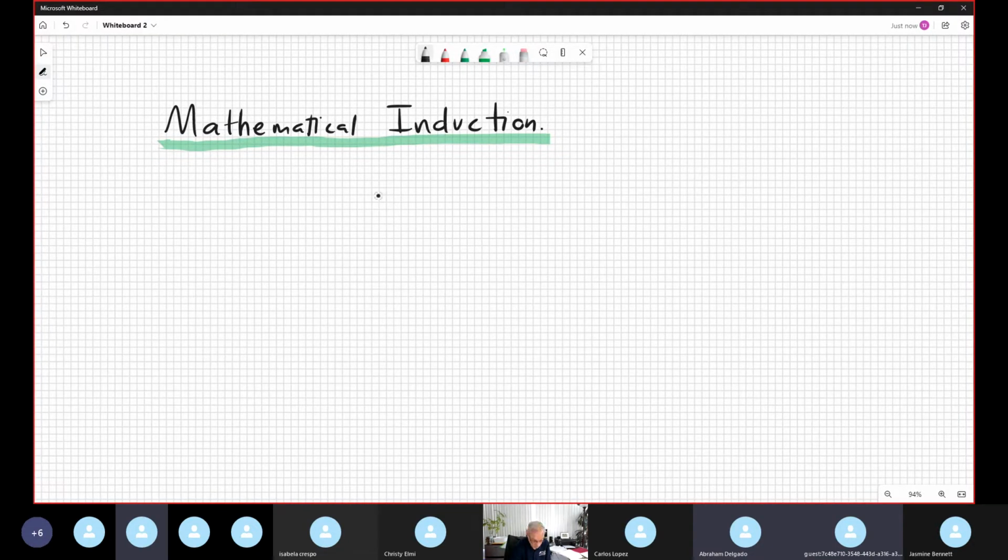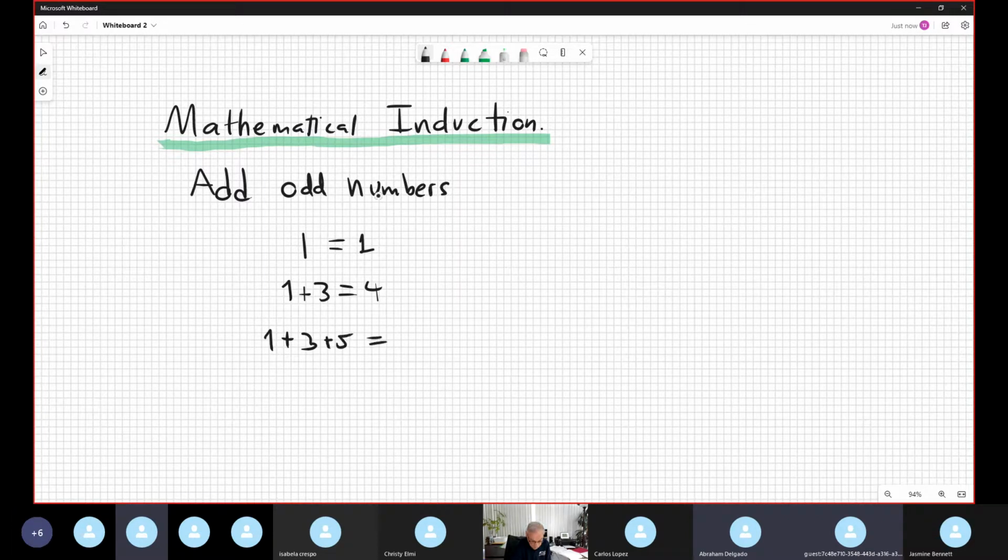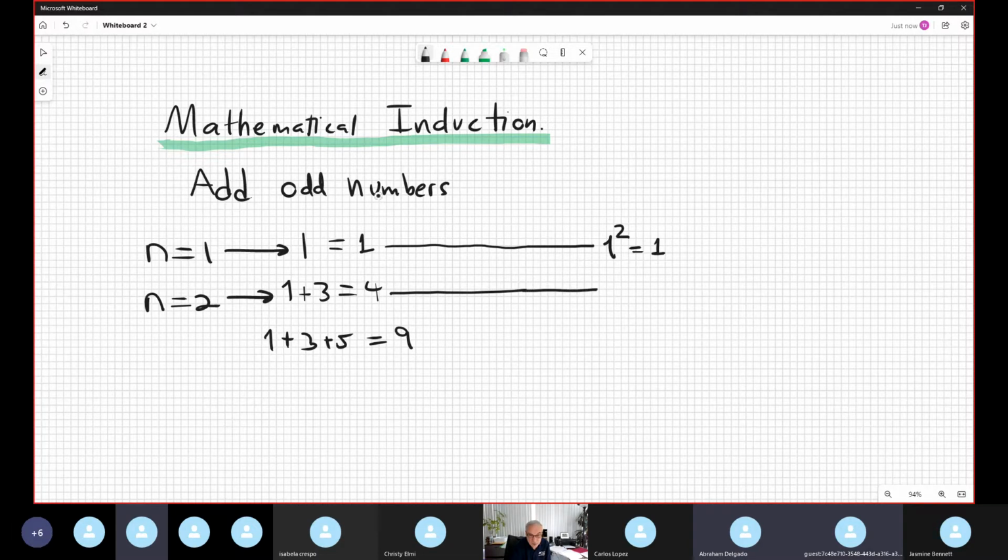Suppose that I discover this idea. Suppose that you add odd numbers. Suppose that you add 1. 1 + 3 is 4. 1 + 3 + 5 is 9. Oh, but I discover now some regularity. So you square: this is 1. Suppose this is n equal 1, the first statement. N equal 2 is the second statement. So now I discover that 2 squared is 4. Oh, would it be true or no? I don't know. N equal 3 is 9. So it's 3 squared, 9.